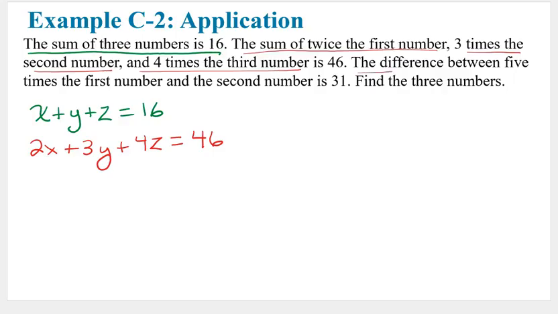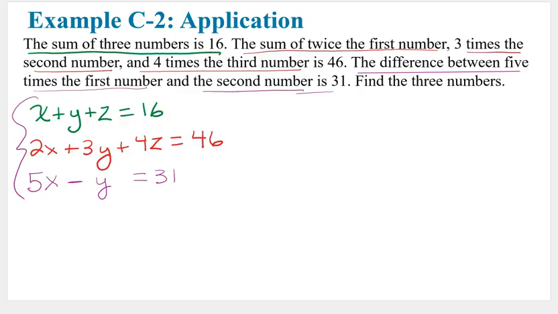And then the last one says the difference between, okay, so difference means subtraction, so I'm going to put a subtraction, between 5 times the first number, so 5 times x, and the second number, which was y, is equal to 31. Find the 3 numbers. So I have a system of 3 equations with 3 unknowns, which means I can find my solution. All right, so you notice in this last equation that is our 2 by 2, right? So that one is already there.